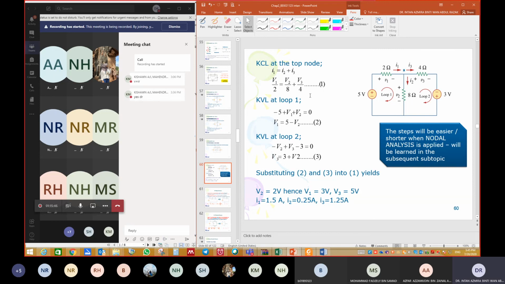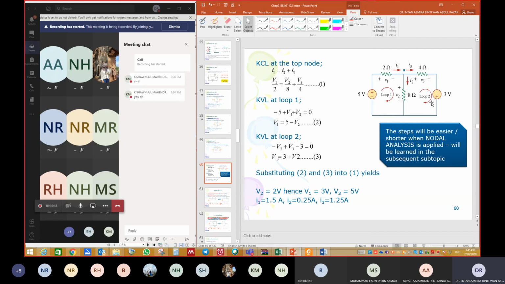And then we have 3 unknowns here, V1, V2, and V3. We need other equations to solve these unknowns. So we apply KVL at loop 1 and loop 2. In loop 1, let's say this equation uses the first sign. So minus 5 plus V1 plus V2 equals 0. V1 is equal to 5 minus V2.